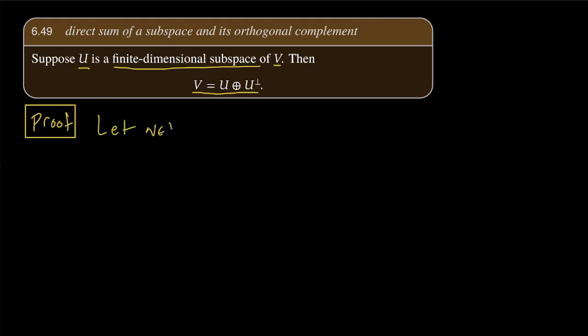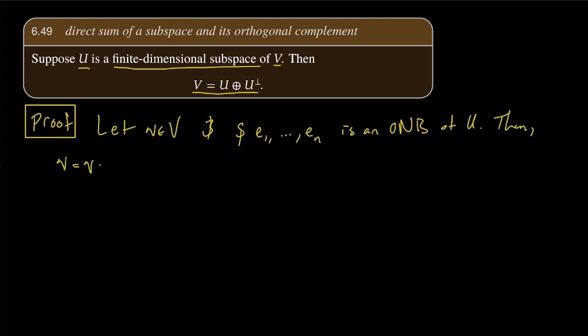Let V be a vector in V, and suppose that E1 through En is an orthonormal basis of U. U is a finite dimensional subspace, so it has a basis. We can always take that basis and make an orthonormal one out of it using the Gram-Schmidt process, so it's got an orthonormal basis. Then V is certainly equal to V plus 0. Would you agree with that? Yeah, I agree with that. But this is just V plus, well, let me write out what I'm going to say, V minus V.